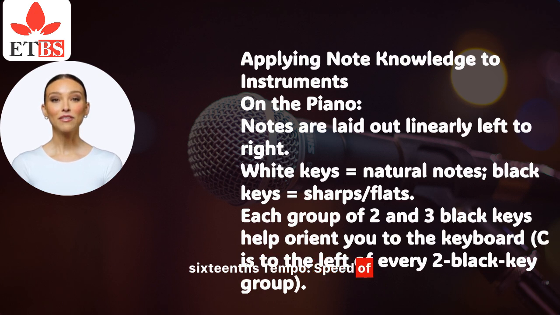Tempo: speed of the beat, indicated in beats per minute, BPM. Largo, very slow, 40 to 60 beats per minute. Andante, walking pace, 76 to 108 beats per minute. Allegro, fast and lively, 120 to 168 beats per minute. Presto, very fast, 168 to 200 plus beats per minute. Tempo gives music its mood. A slow tempo feels calm or somber, while a fast tempo feels energetic.